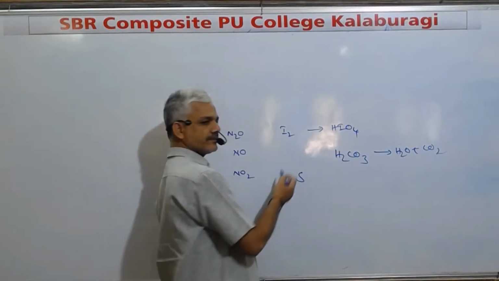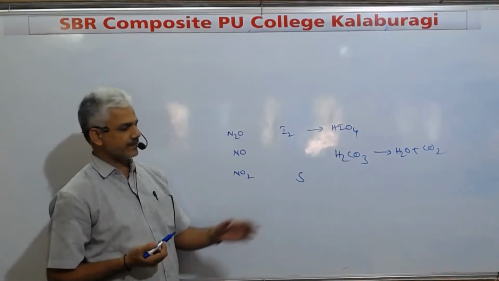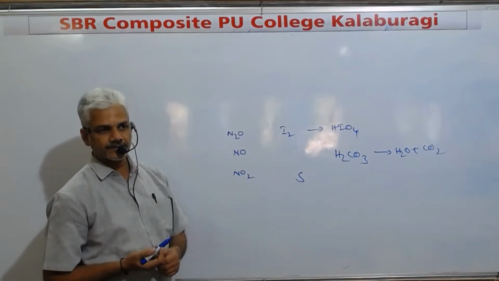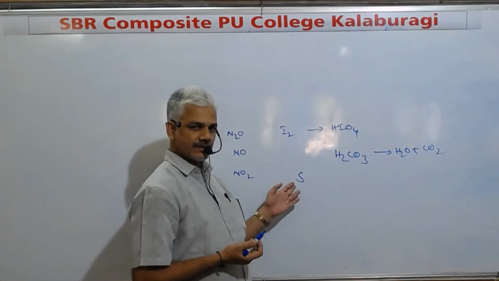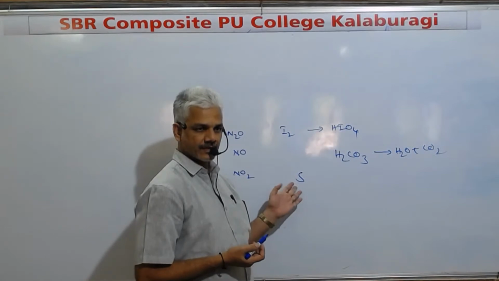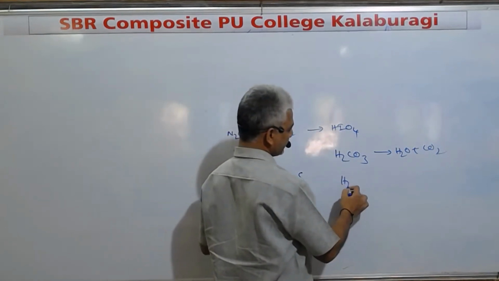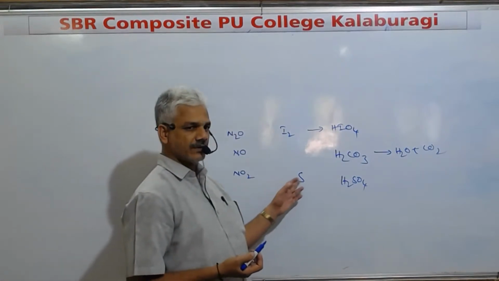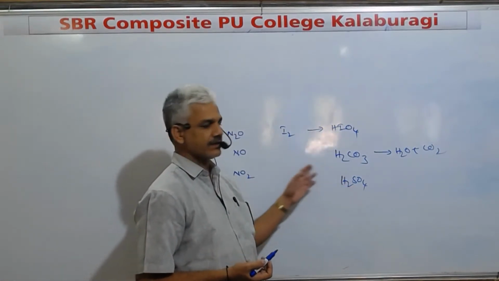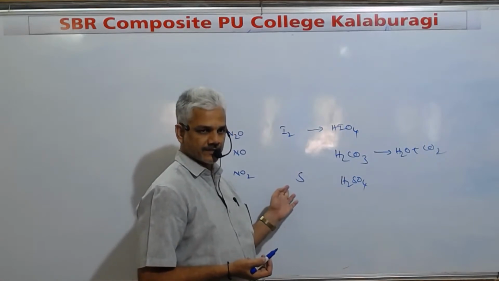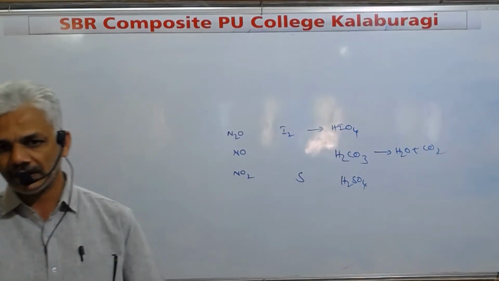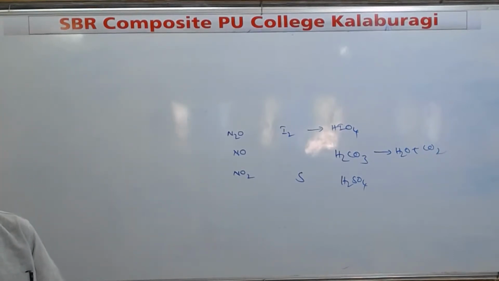Similarly, if you take sulfur, when nitric acid is made to react with sulfur, what is the highest oxyacid that we can expect? For sulfur, what is the highest possible oxidation state? Plus 6. In which acid is that plus 6 observed? So sulfur will be oxidized to sulfuric acid on reaction with nitric acid. That was about the reaction with metals as well as non-metals.